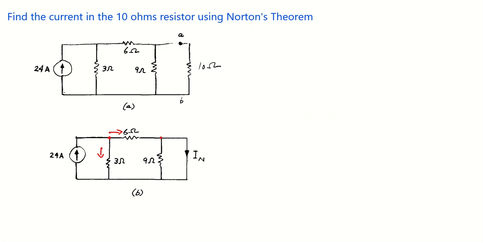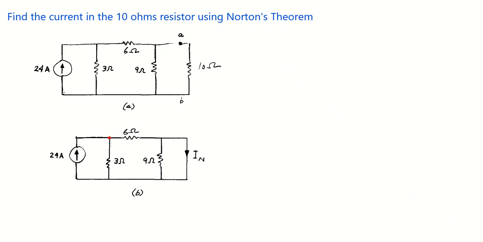When the current that is flowing through the 6 ohms gets to this node here, there is a resistor here, which is the 9 ohms resistor, and then there is no resistor in this branch, so the current will not flow through the 9 ohms resistor branch. It will flow in this direction, then back to the circuit. So you see that the 9 ohms resistor there will be short circuited.